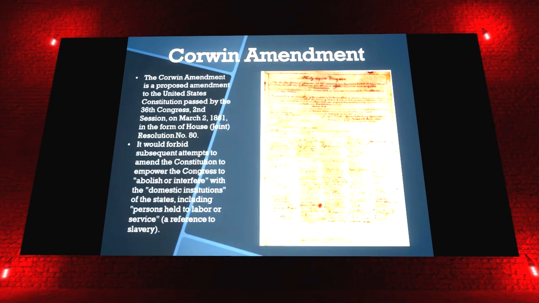The Corwin Amendment is a proposed amendment to the United States Constitution passed by the 36th Congress, Second Session, on March 2, 1861, in the form of House Resolution Number 80. It would forbid subsequent attempts to amend the Constitution to empower the Congress to abolish or interfere with domestic institutions of the state, including persons held to labor or service, in reference to slavery. This proposed amendment is still pending before the state legislatures for ratification, because Congress submitted it to the state legislatures without a deadline, since the 13th Amendment abolishing slavery was adopted in 1865.